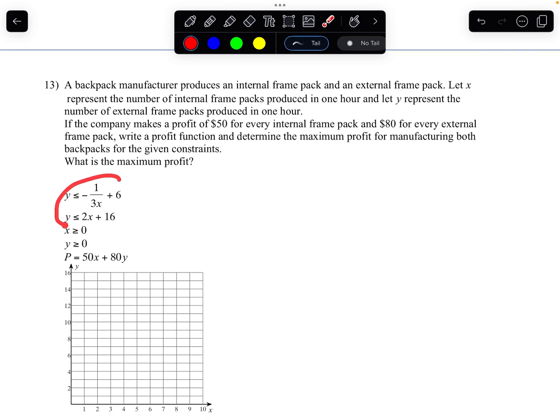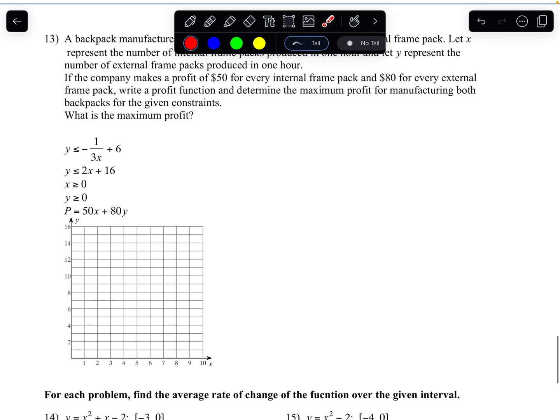So here are all the equations that you need for this right here. So instead of you extrapolating all the information and putting them into formulas, I'm deciding to just give you the formulas instead. And so again, you can see that $50 for every X, $80 for every Y, and then I'm just giving you the constraints here so you don't have to read anything and piece everything together. But this just means that the external and internal frame packs, the number of them, both have to be greater than 0. And then here's some constraints about them.